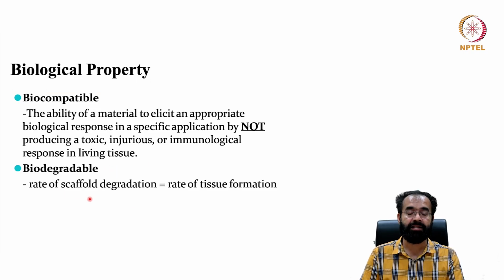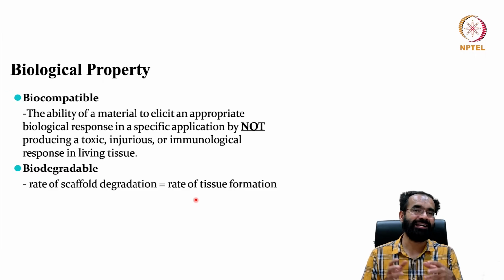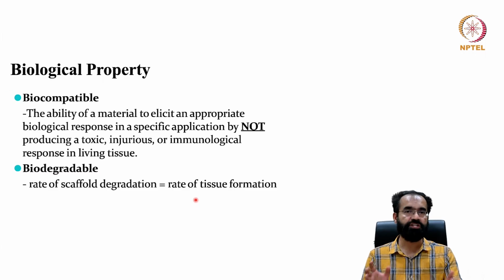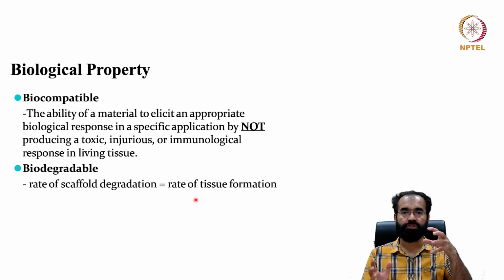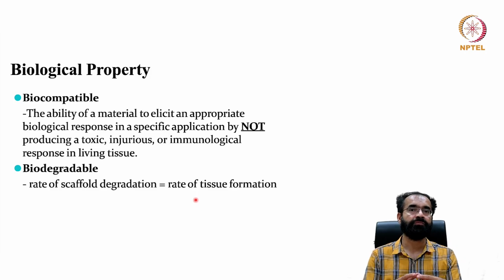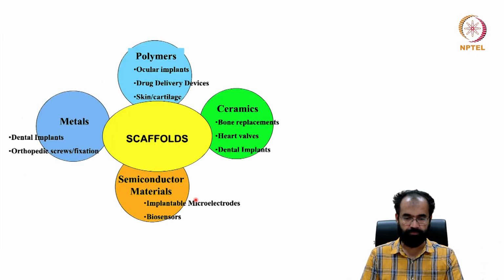Biodegradable, that means the rate of scaffold degradation is equal to the rate of tissue formation, because when a tissue is being formed, then that tissue is secreting its ECM also. No tissue needs to be told, okay, secrete ECM. That is their normal behavior. And when that is being produced, you don't want this biomaterial anymore. So it should coincide. If 1 gram of ECM is produced, 1 gram of degradation of the biomaterial should happen, so that there will be an equilibrium between them.